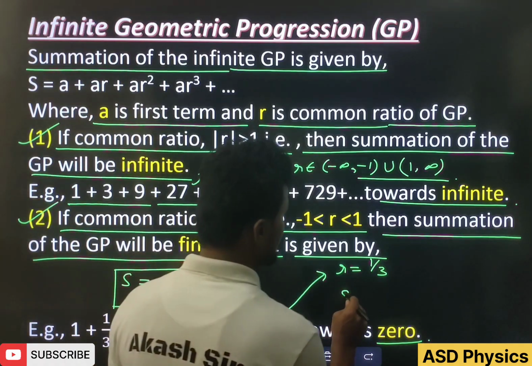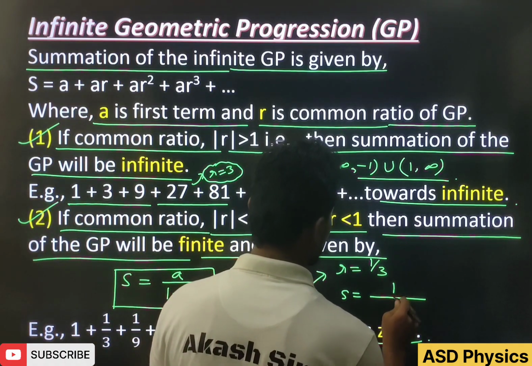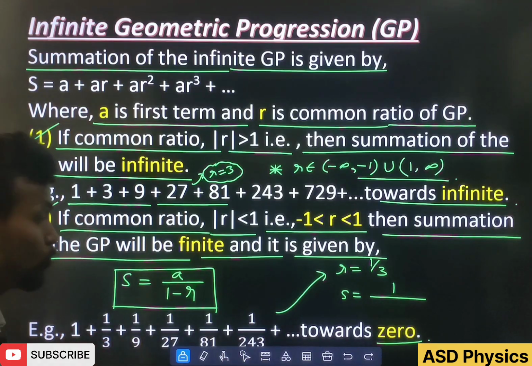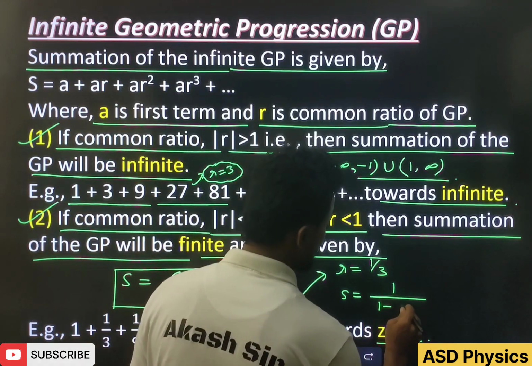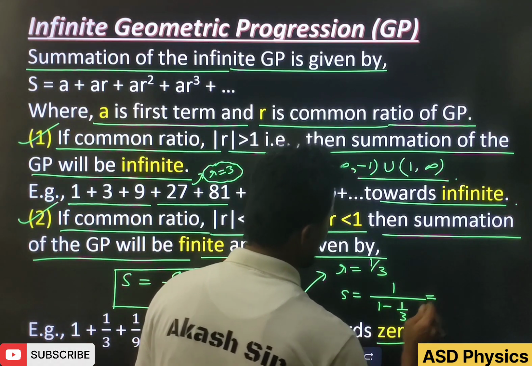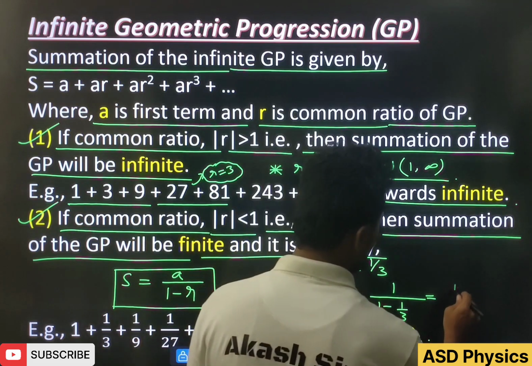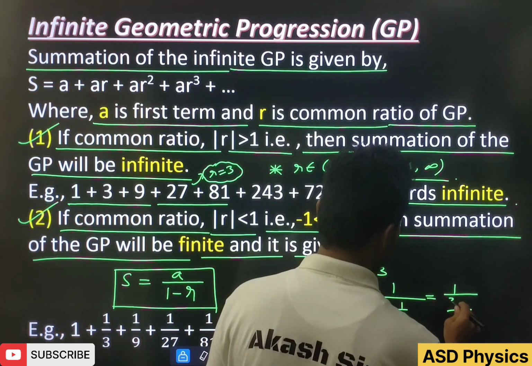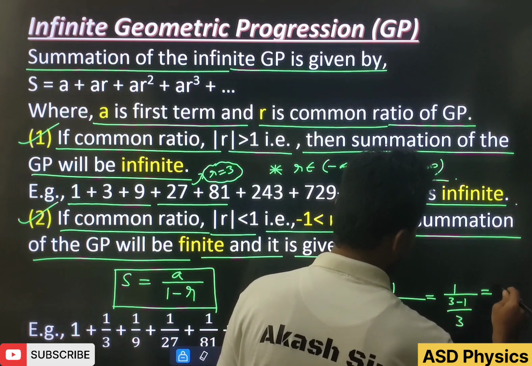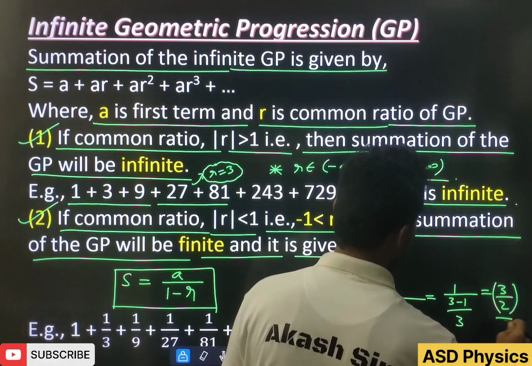Okay. So in this GP, I can use the formula A by 1 minus R. A is the first term, 1. And here what can we write? See, 1 minus 1 by 3. So when you simplify this, it will come as 1 over, here LCM is 3, so 3 minus 1. So what will come here? The GP summation will come as 3 by 2.